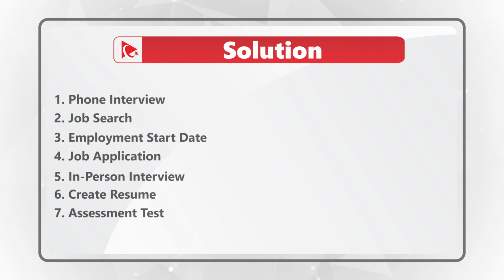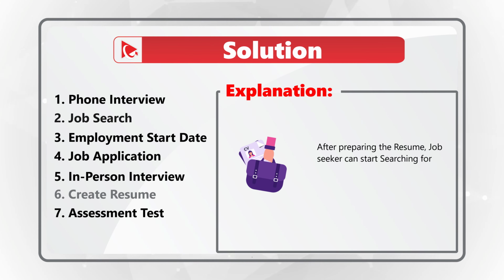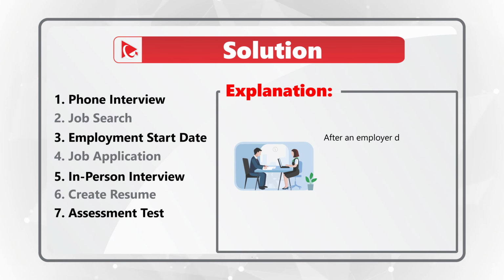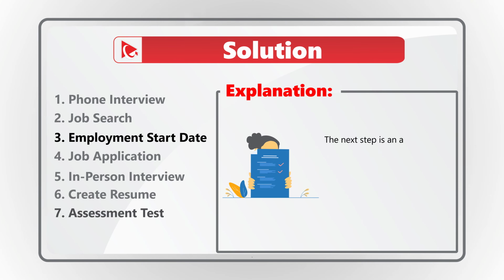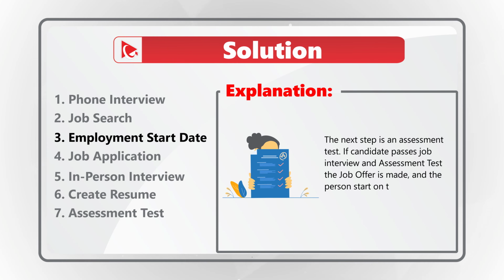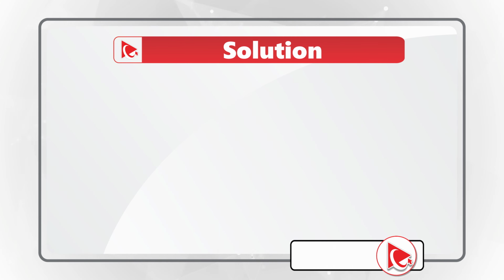In the typical job search process, after preparing the resume, a job seeker can start searching for the job and apply for the job position. This is called the job application process. After an employer determines the match between the position and the resume of the candidate, the candidate is called up for the phone interview and then for the in-person interview. The next step in the process is an assessment test. If the candidate passes the job interview and an assessment test, a job offer is made and then the person starts on the job. So the correct choice here is choice B.